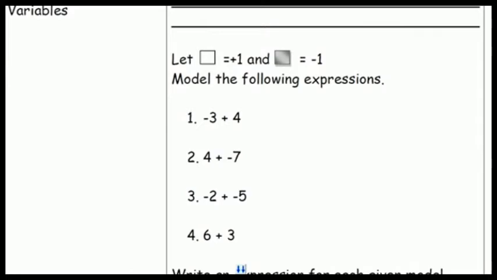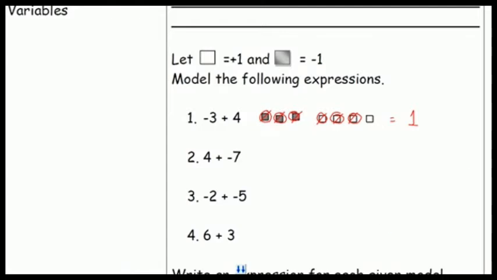So if we come back down here to the page we're working on, this negative right here cancels out this positive. They cancel each other out. This negative right here cancels out this positive, and then this negative cancels out this positive. So the only thing left is this one positive, so my answer is positive 1. And this is how you model it.